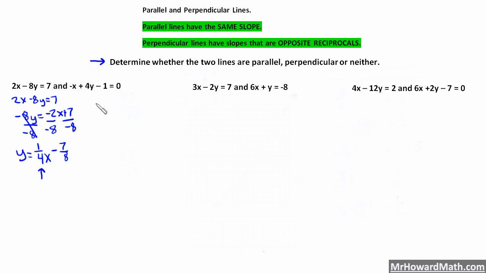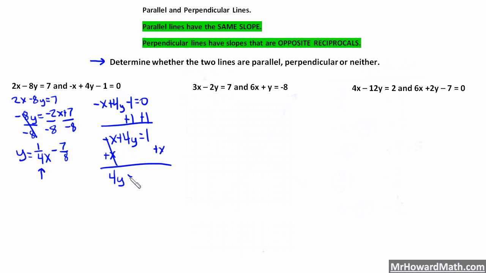Now let's try this other line. Negative x plus 4y minus 1 equals 0. Okay, we'll add 1, get negative x plus 4y equals 1. Add the x to both sides, and we get 4y equals x plus 1. I'm just rearranging that a little bit. Divide by 4. We get y equals x over 4 plus 1/4.